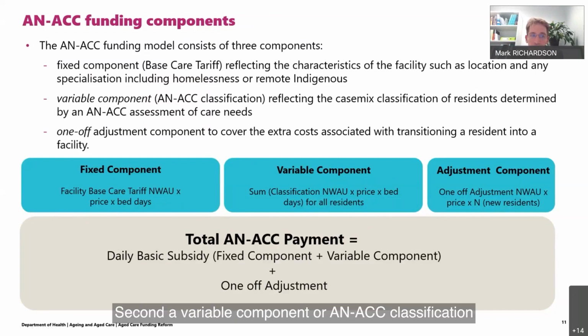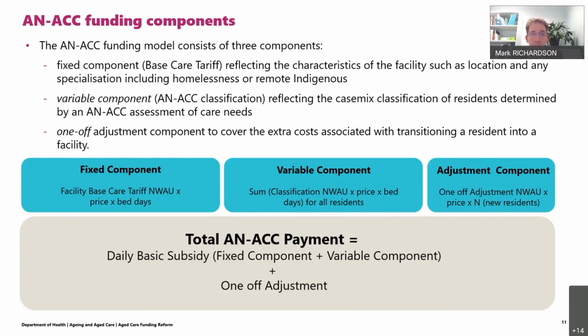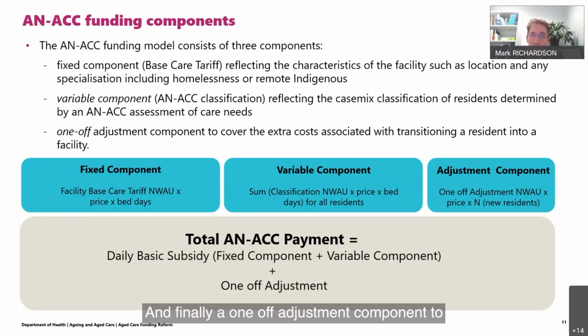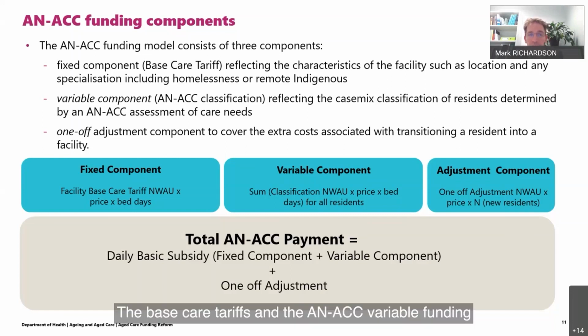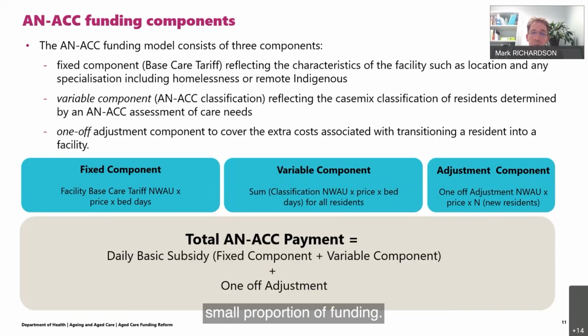Second, a variable component or AN-ACC classification, reflecting the case mix classification of all residents through an AN-ACC assessment. And finally, a one-off adjustment component to cover the extra costs associated with transitioning a resident into a facility. The base care tariffs and the AN-ACC variable funding each represent around 50% of funding, with the one-off adjustment component representing a relatively small proportion of funding.